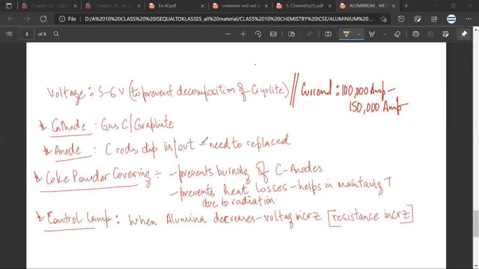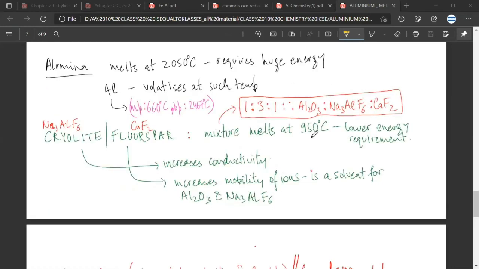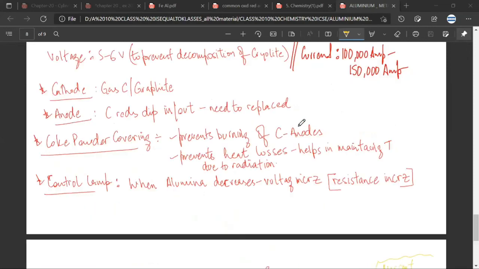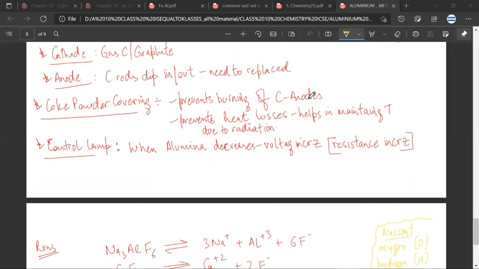Now there is a coke powder covering. If you see this process again, you will see this coke powder covering. Now what is the use of the coke powder covering? It prevents burning of carbon anodes. It tries to prevent, but still the burning of carbon anodes happens.